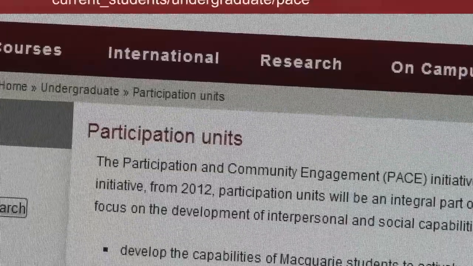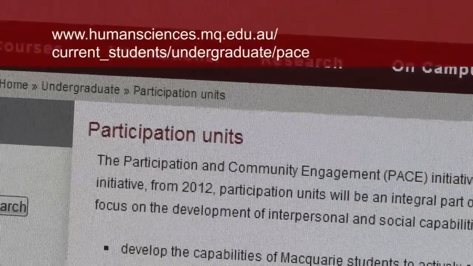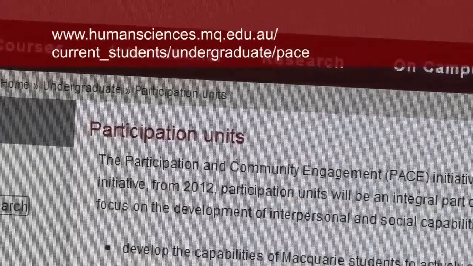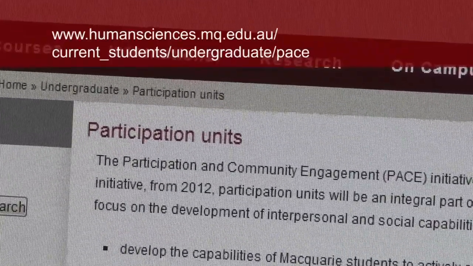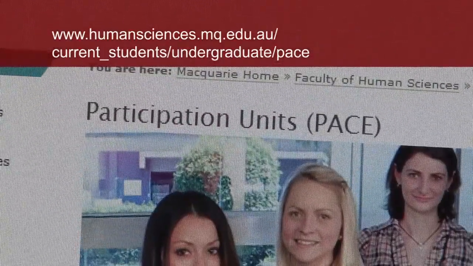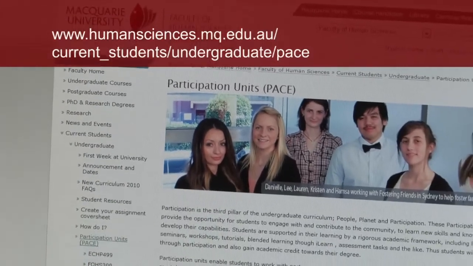That's good thinking. You may also want to do a participation unit. What are they? Well, a participation unit is also known as a PACE unit. As part of many degrees and study programs, there is a requirement for us to go out into the community for experience and to contribute to the real world. If it's not compulsory for you, it's always an option for you to take up anyway.